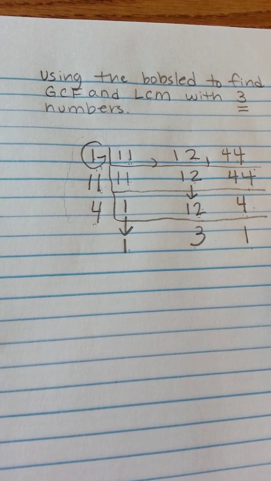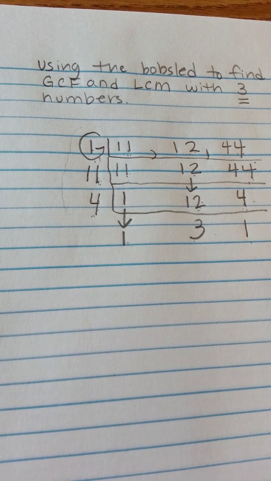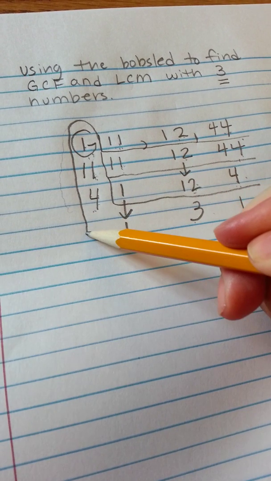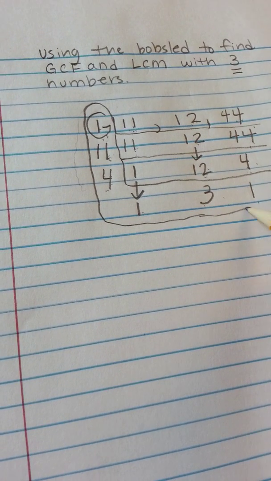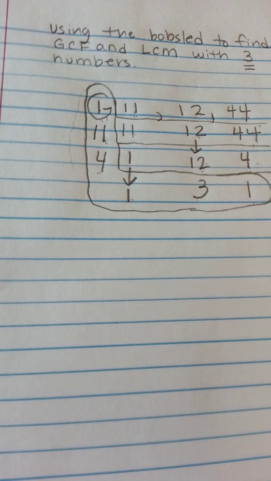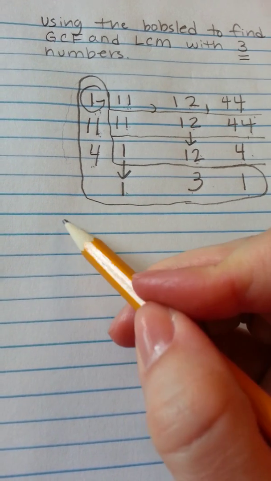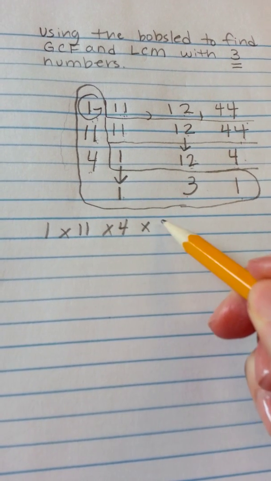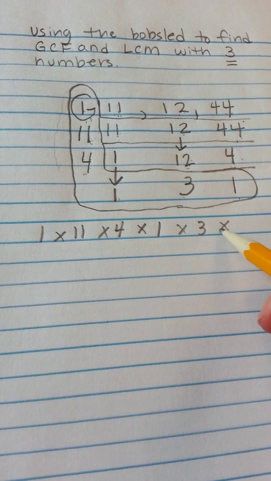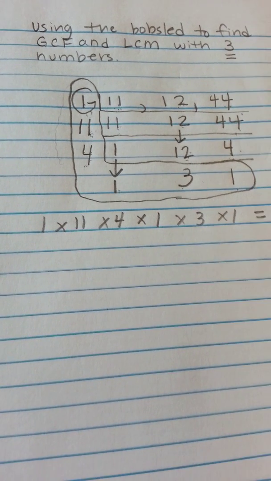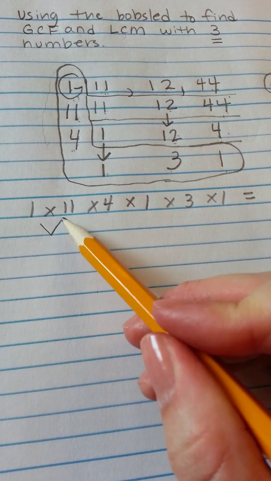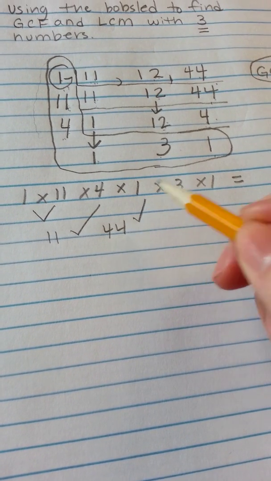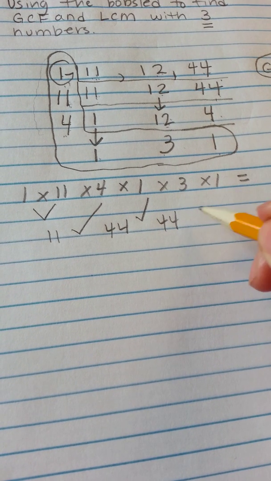Now, our least common multiple is going to involve all of the numbers that form the bubble L on the outside of our bobsled. We can write this down by saying 1 times 11 times 4 times 1 times 3 times 1. Now, 1 times 11 is 11. 11 times 4 is 44. 44 times 1 is 44.